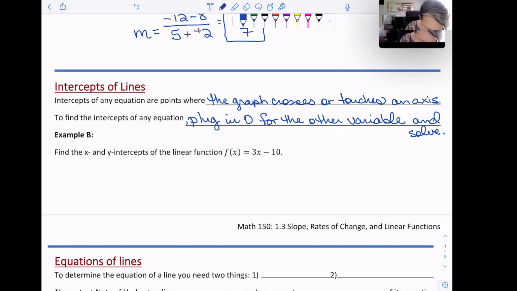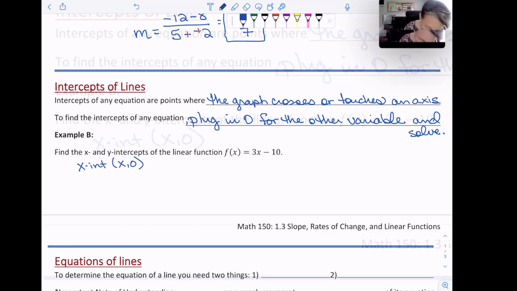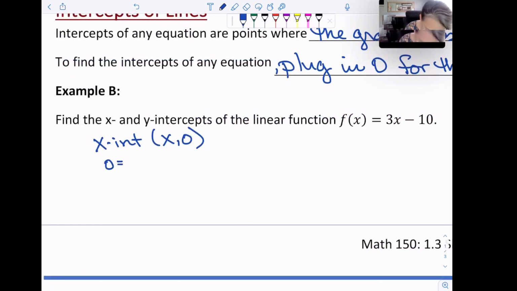For example, to find the x and y intercepts of this linear function, to find the x-intercept, we are going to plug in 0 for the y. That gives us 0 equals 3x minus 10. Add 10 to both sides, 10 equals 3x. Divide both sides by 3, and we get 10/3. So that gives us an x-intercept of (3 1/3, 0).